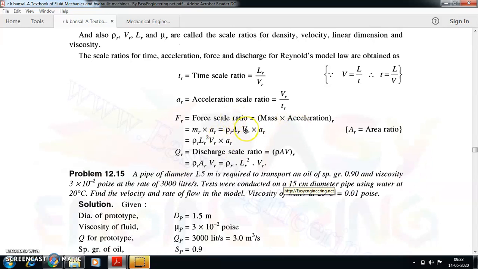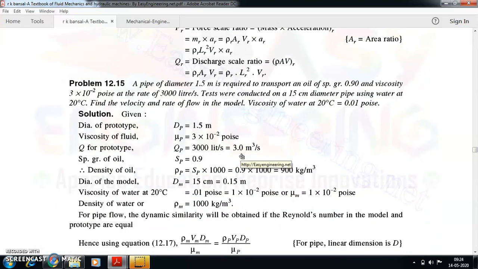Similarly, force is mass into acceleration, so it is Mr into Ar. I can write this Mr as rho A v, right? Mass can be written in terms of density as rho A v, so rho r Ar Vr into Ar. Sorry, Ar is the capital A, which tells about the area ratio, scalar ratio of area. Similarly, discharge is A v, so I can write it as Ar and Vr. I can also write Ar in terms of Lr, so Lr square I can write it. So let us see one of the problems on the Reynolds model law, or the Reynolds similarity.